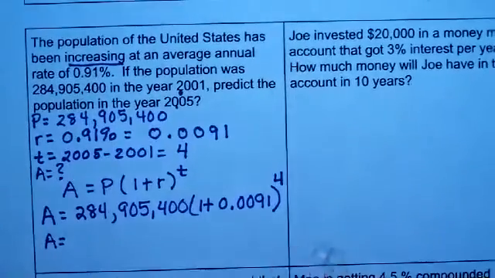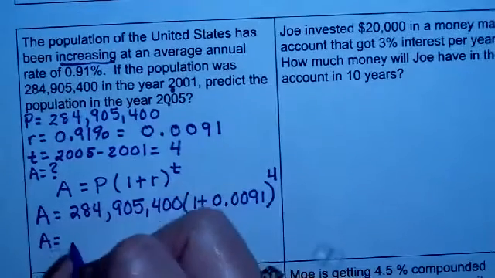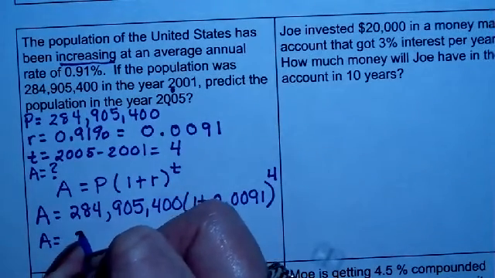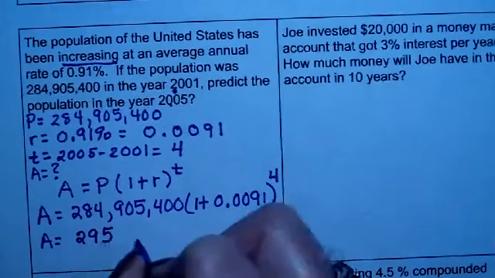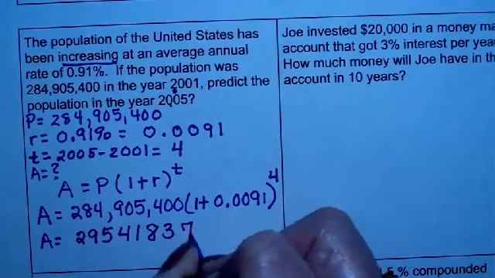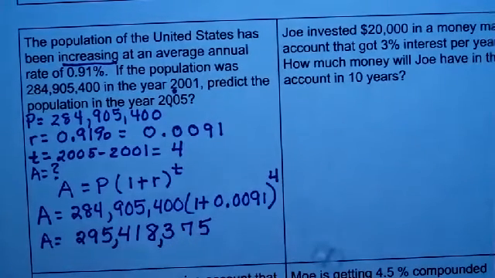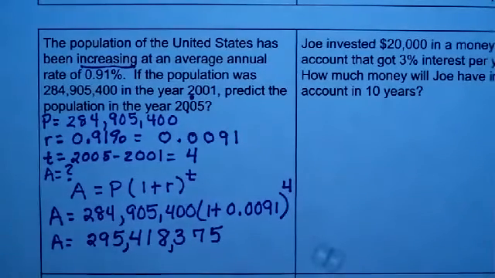So let's write this down. And let's round it to the nearest person, because you don't want part of a person. So we've got 295,418,375, and put in my commas so I can read my number clearly. So at the end of 4 years, I should have 295,418,375 people in the United States. Okay, pause your video if you need to and go ahead and copy this down, and then we'll go to our next example.